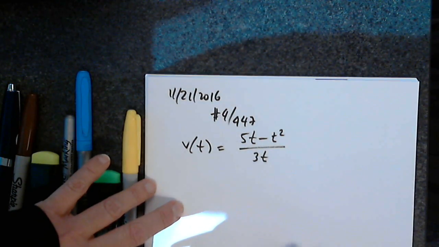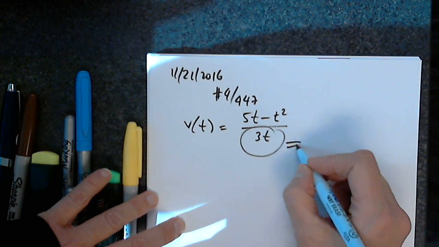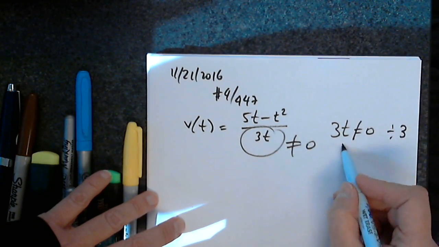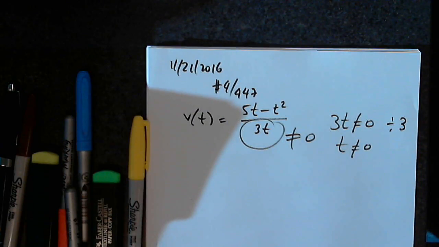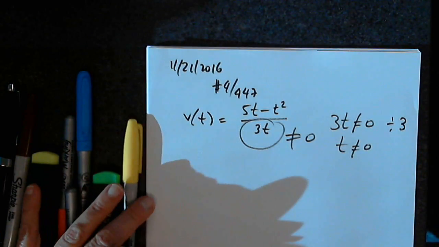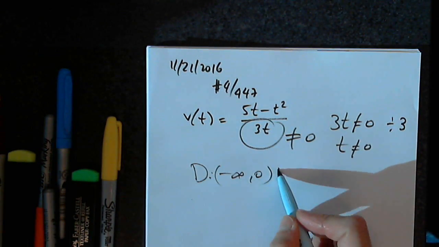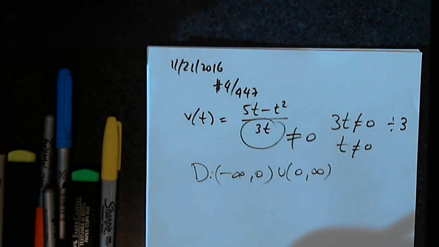And then you said t cannot equal 0. The denominator of any fraction cannot be 0. 3 times t cannot be 0. Divide both sides by 3. t does not equal 0. Therefore, the domain of this function is negative infinity to 0, union 0 to infinity. Is this okay? Yeah. Good.